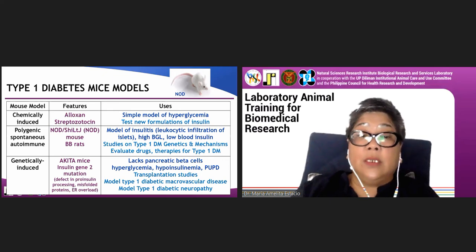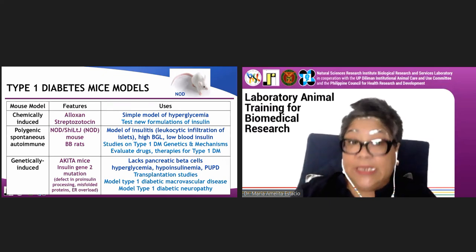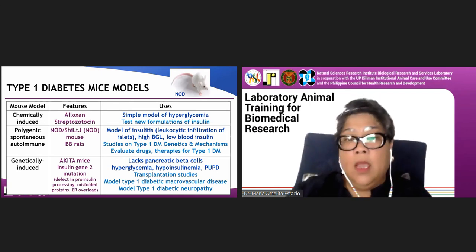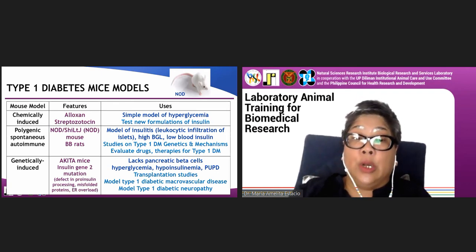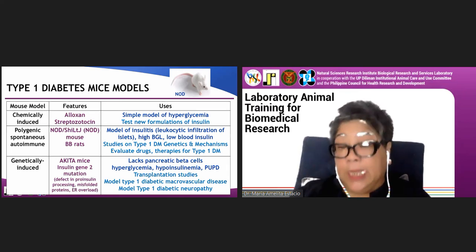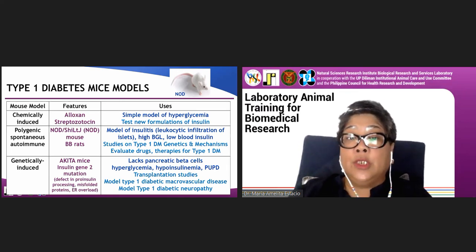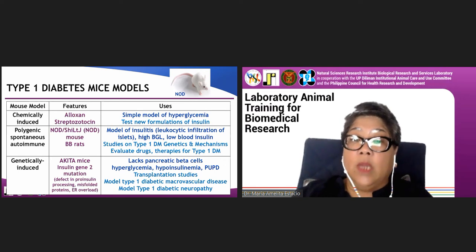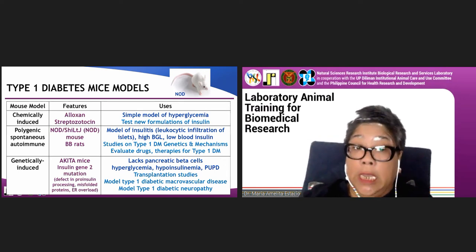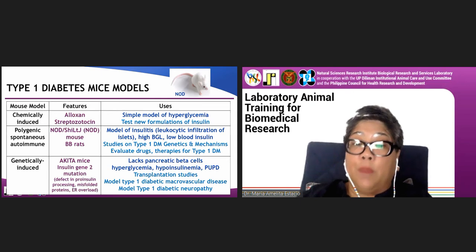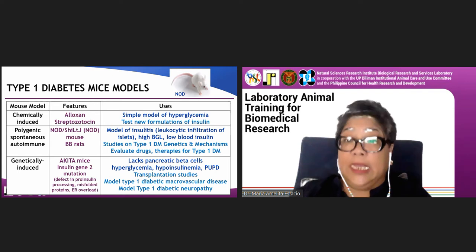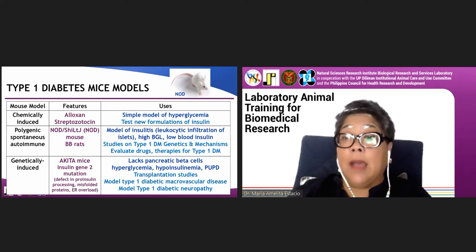Now, there is also genetically induced, this is the Akita mice, wherein it has a mutation in the insulin gene 2. So specifically, the mutation causes a defect in the proinsulin. So this is the immature protein that would give rise to the mature insulin hormone. And specifically, what they've seen are the misfolding of the proteins of the proinsulin. So the phenotype of this particular Akita mice would be the lack of pancreatic beta cells.